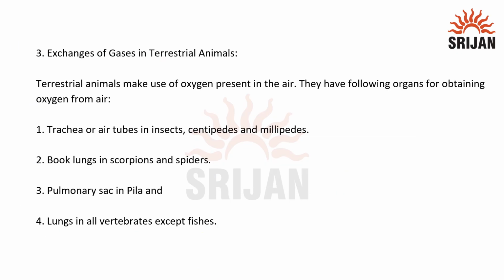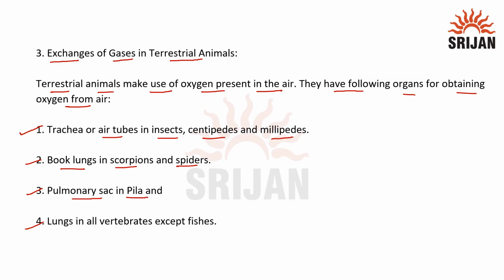Moving ahead, let's understand exchange of gases in terrestrial animals. Terrestrial animals make use of oxygen present in air because they live on land and air is surrounding them. They have following organs for obtaining oxygen from air. First is trachea or air tubes in insects, centipedes and millipedes. Second is book lungs in case of scorpions and spiders. Third is pulmonary sac in pila. Fourth is lungs in all vertebrates except fishes.